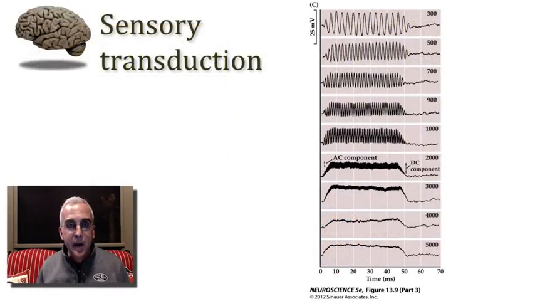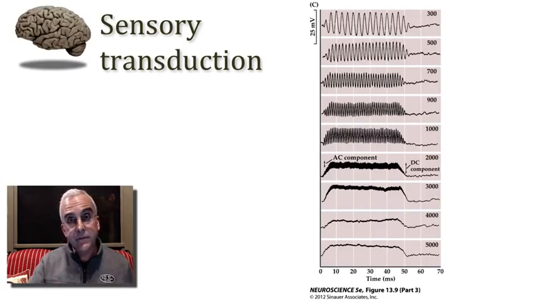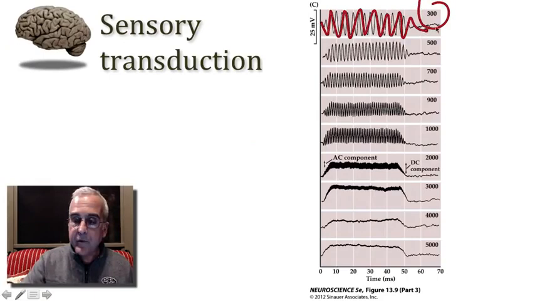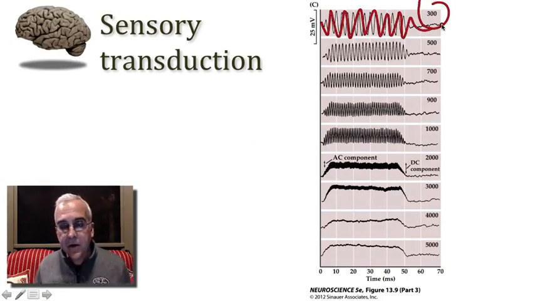Now let's look at how good these hair cells actually are at faithfully reproducing the cycles of pressure that cause these traveling waves to be set up along the length of the basilar membrane. If we stimulate these hair cells at a frequency of, let's say, 300 hertz, 300 times a second, we see a beautiful modulation in the membrane potential of that hair cell.